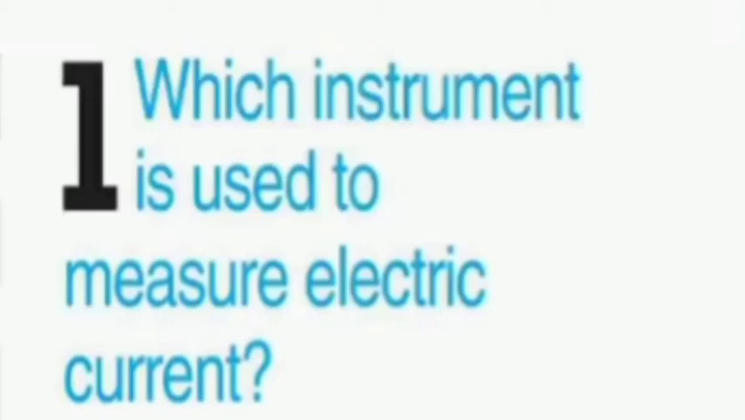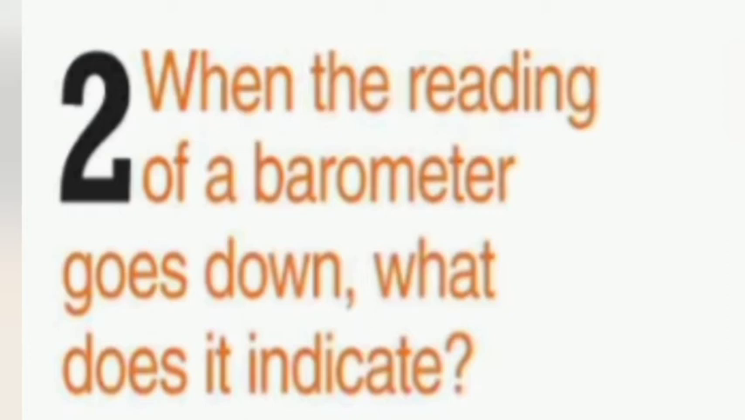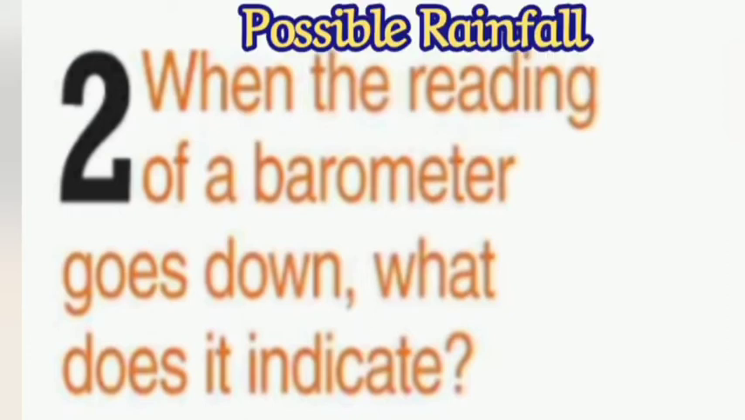Today's first question: which instrument is used to measure electric current? So it is an ammeter. When the reading of a barometer goes down, what does it indicate? So it indicates the possible rainfall.